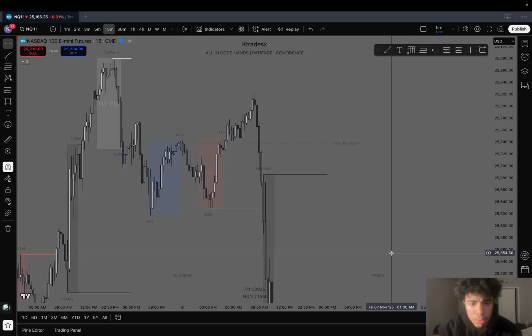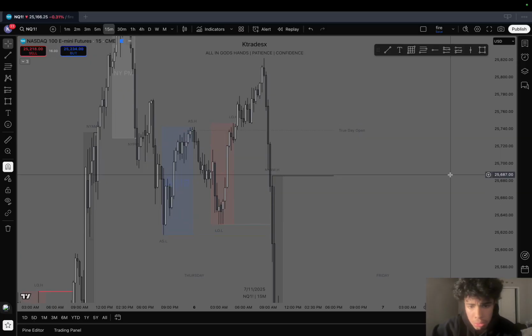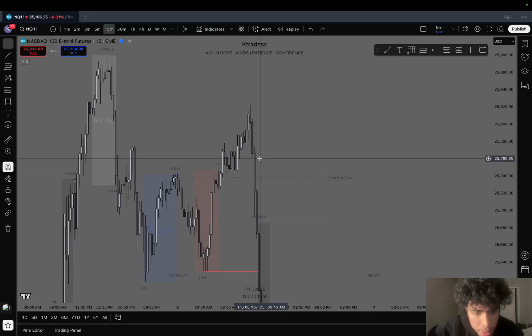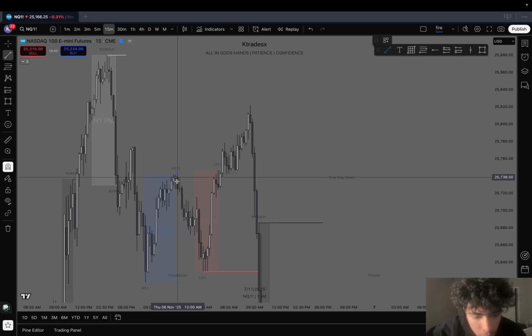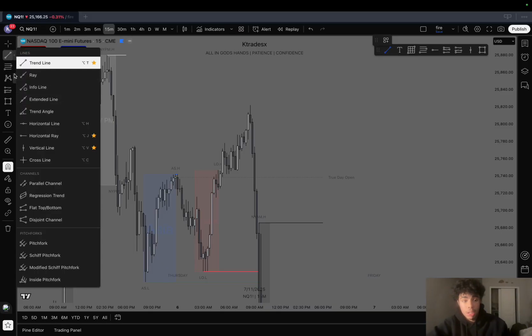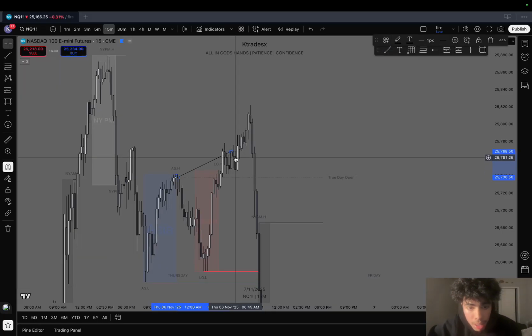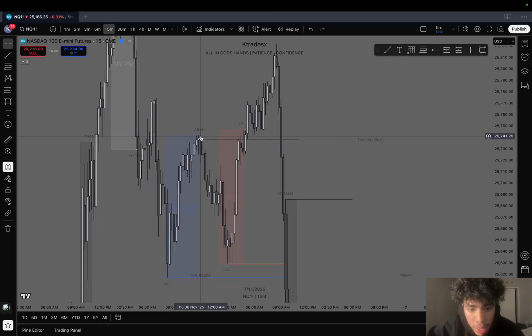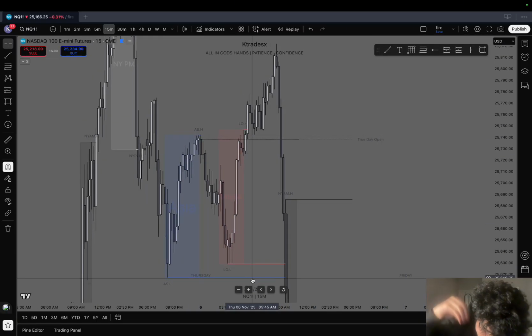Okay, so now let's see another. My God, would you look at this? True day open. What do? Manipulated straight down. So literally this has happened 2 days in a row. So draw true day open. Once true day open happens, we strictly just boom, manipulate down.